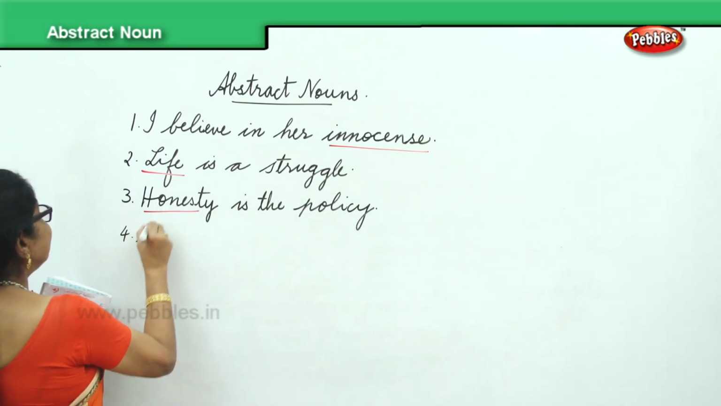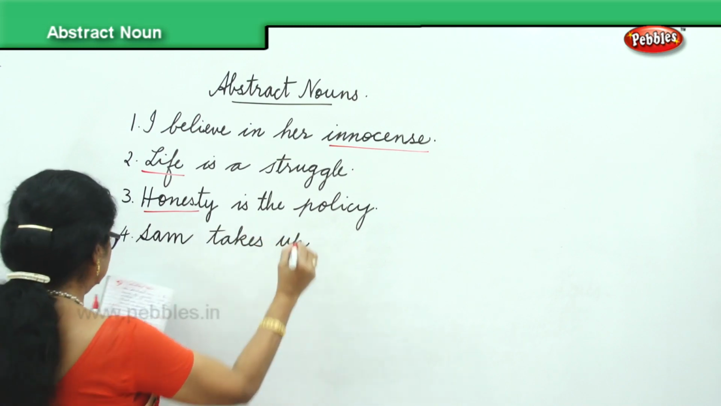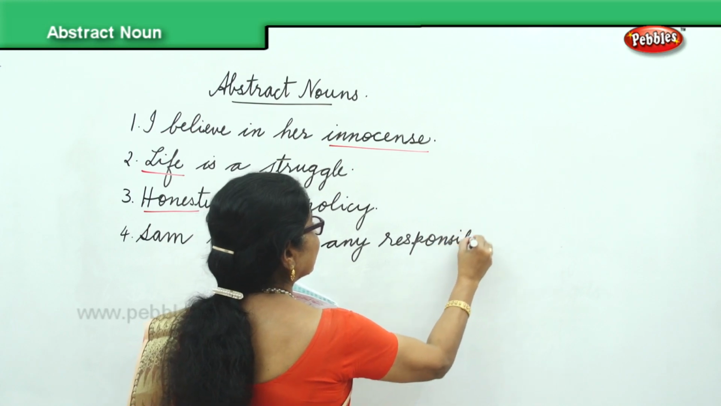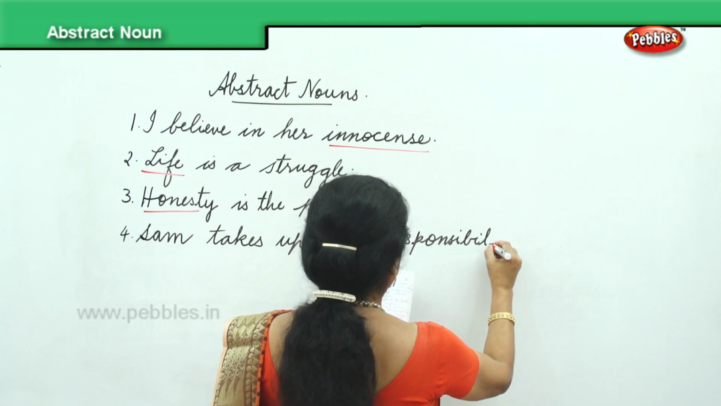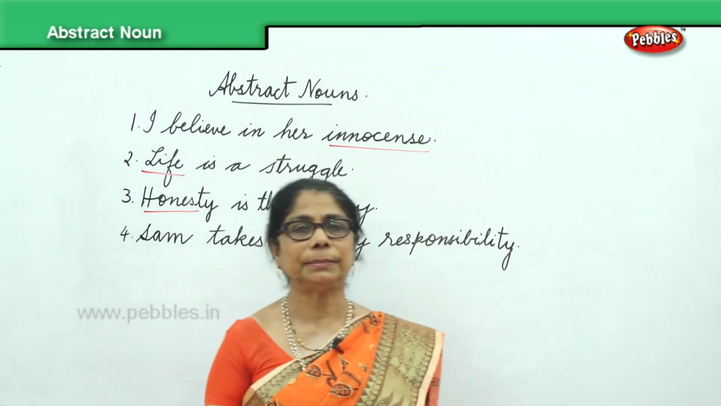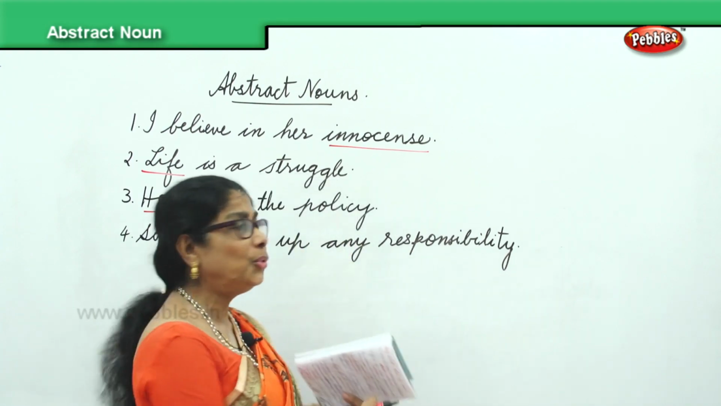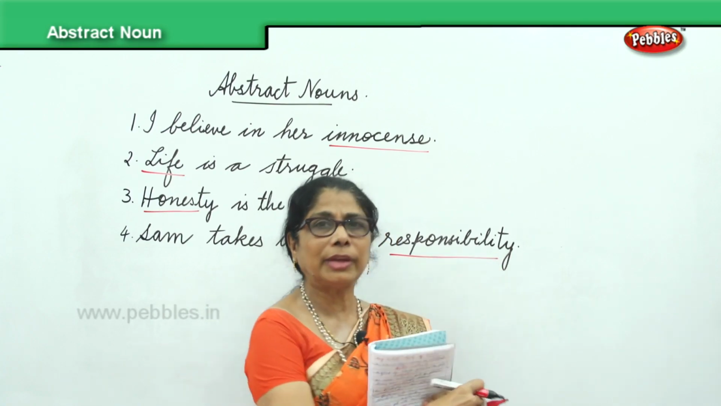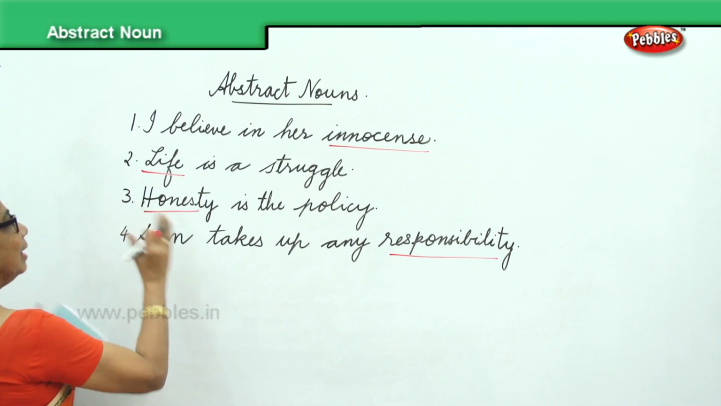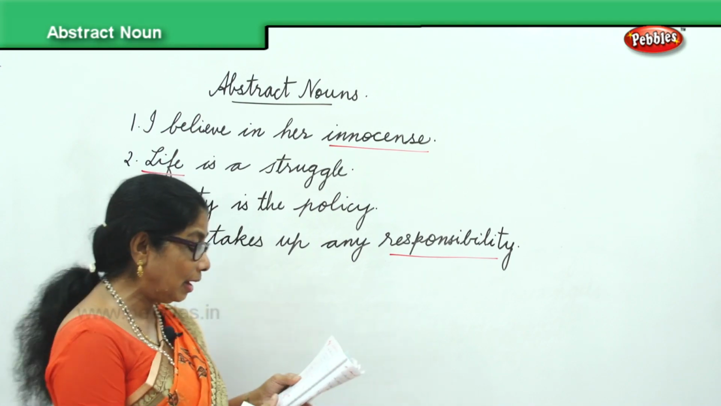Now, next one. Sam takes up any responsibility. Responsibility. Sam is willing to do any work. You want to do housework? You want to do cooking? You want to do office work? Marketing? Any kind. Bank work? He is willing to do any work. So he is a responsible boy. Can you see responsibility? Can you touch? Can you feel? No. It's a quality of the son. So innocence, life, honesty, responsibility, all these are abstract nouns. They are all nouns, but they are all abstract.